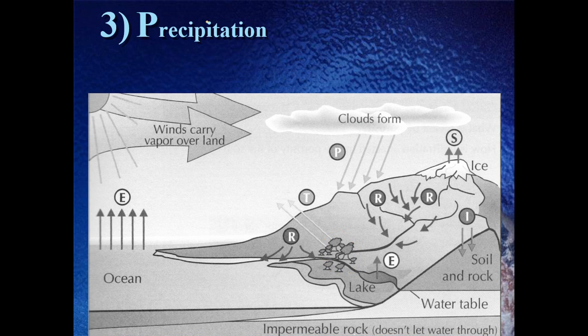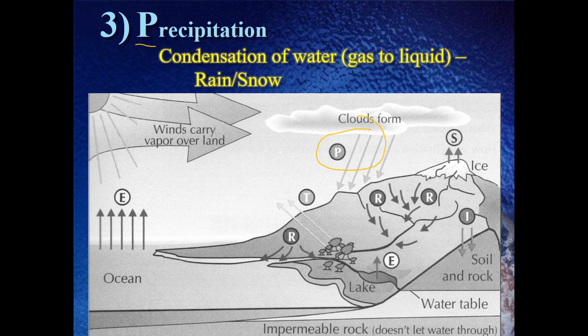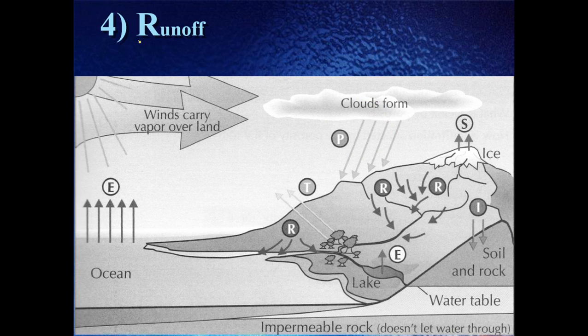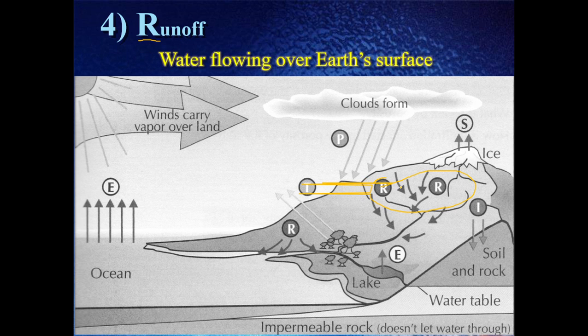Next, we have precipitation, and we see it here coming out of the clouds. Precipitation is water condensing and coming out of the clouds in the form of a liquid or a solid, meaning rain or snow. Fourth, we have runoff, and runoff is exactly what it sounds like. We see the R's here, where the water is running off the surface into rivers and lakes and oceans. So when it rains, that water is going to run off and flow over Earth's surface.